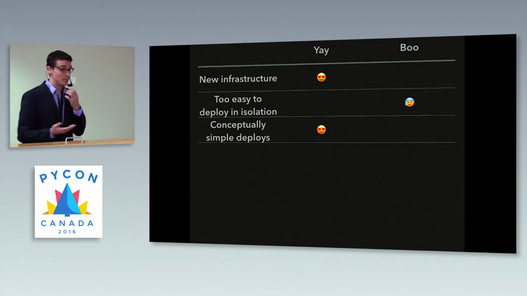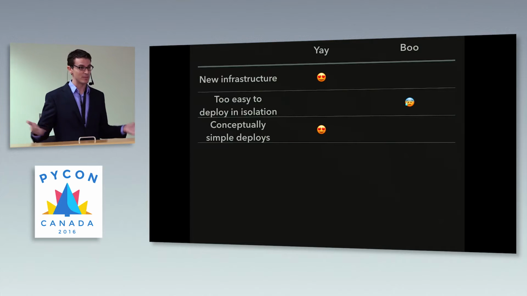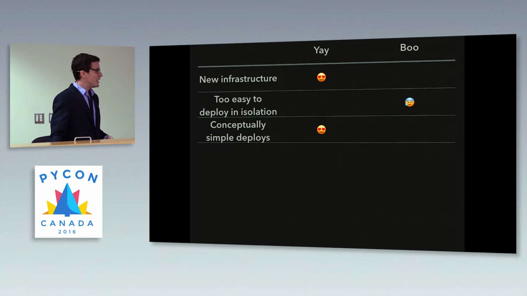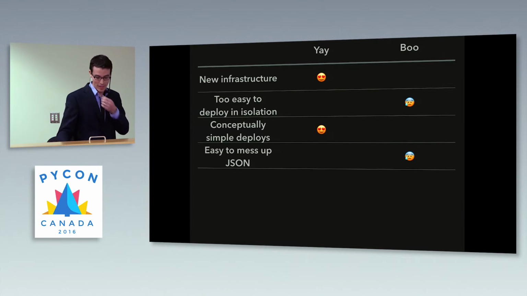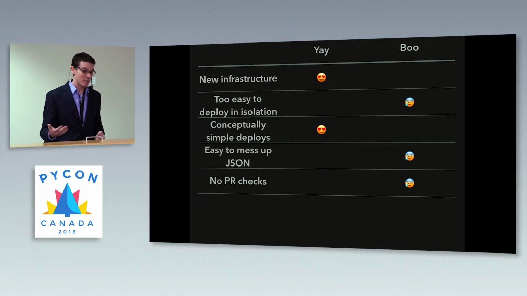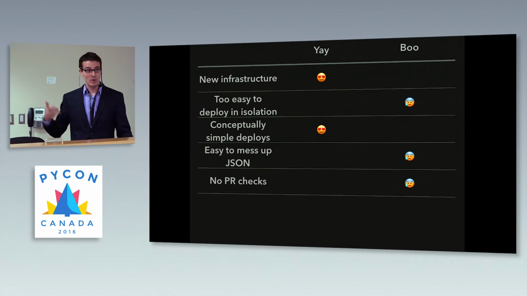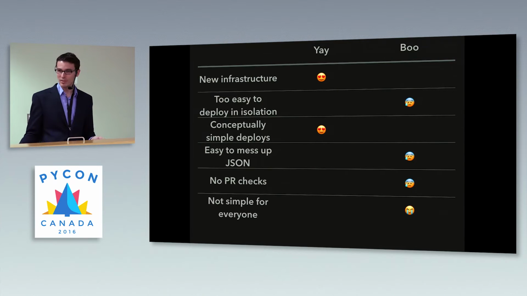Now, conceptually, the deploys are simple. It's curl with a bit of JSON. That's awesome. We're devs. We love JSON. We love curl. But it's sort of easy to mess up the JSON. I did it myself. Lots of people have done it. And the deploys have no notion of the fact that we've got lots of great tests running on every pull request. That's not getting brought in.